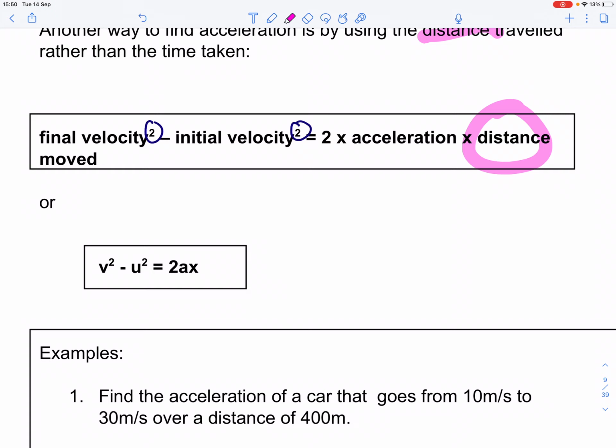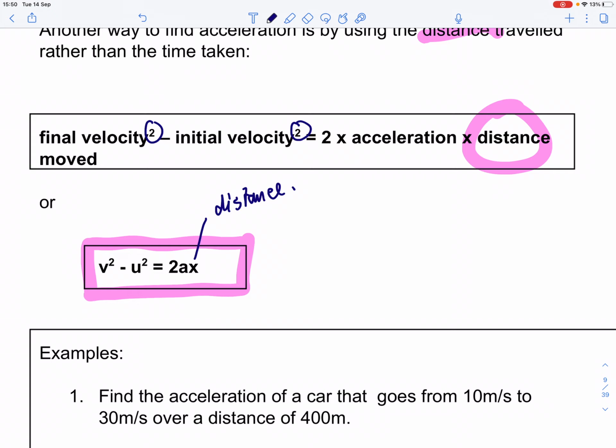And the final velocity and the initial velocity are squared, and this is not just in the unit now. Obviously, units of acceleration are still meters per second squared, but that's not related to the final velocity and the initial velocity. You have to actually square the numbers in this one. Looking at that in symbols, we have v squared minus u squared is equal to 2 times a times x. And here we're using x as the distance moved rather than d.